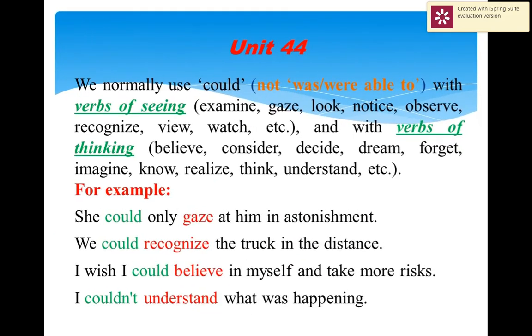Right? Now, finally, what do we have? Just pay attention to this point. We normally use could, but not was or were able to, with verbs of seeing. What does it mean, verbs of seeing? We have these verbs: examine, gaze, look, notice, observe, recognize, view, watch, etc. There are so many verbs of seeing, but I have written only these. Okay, so stick to these.